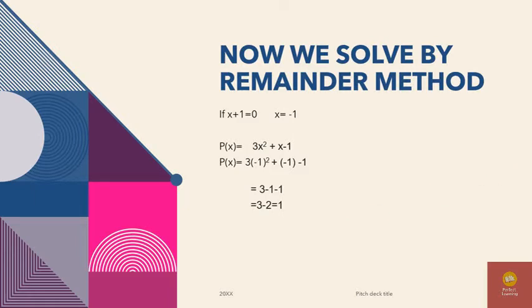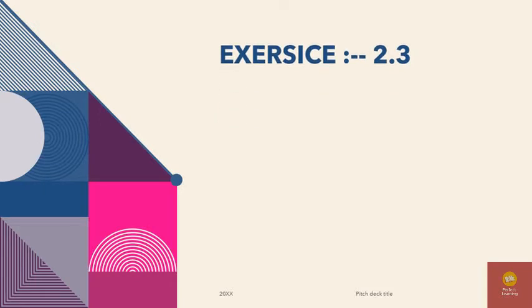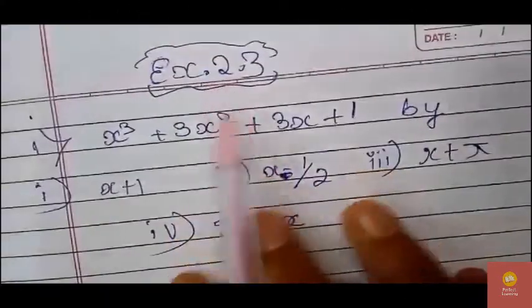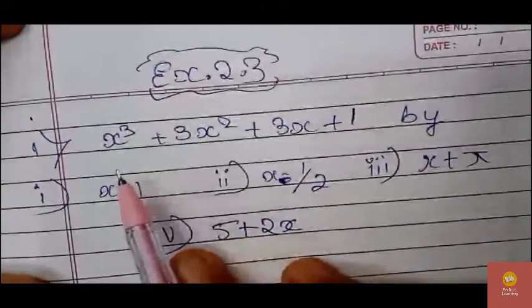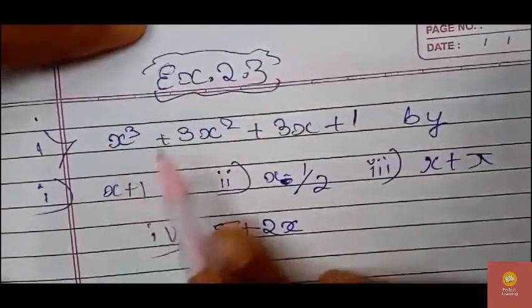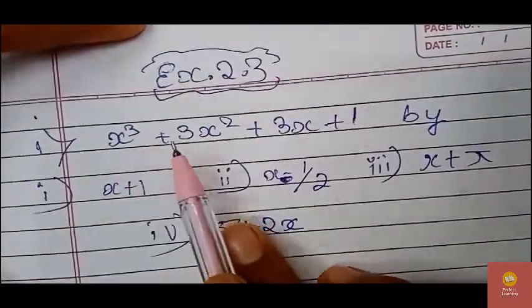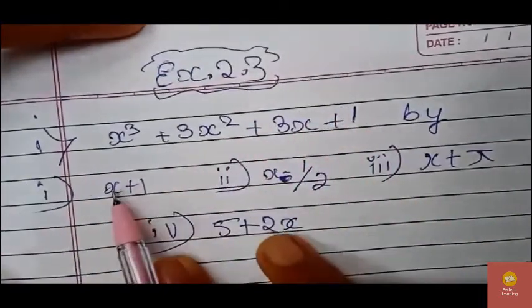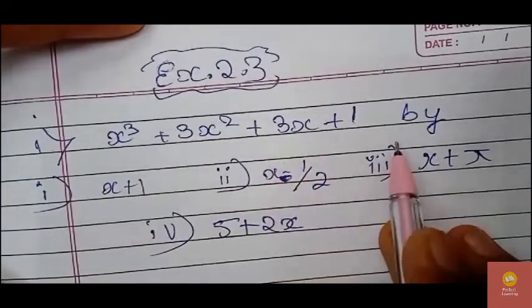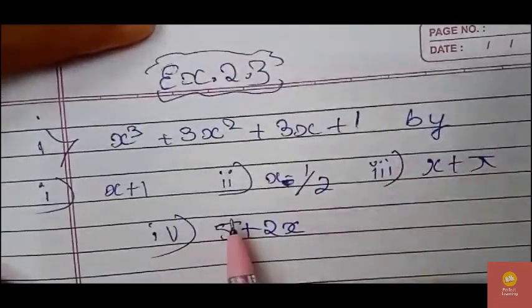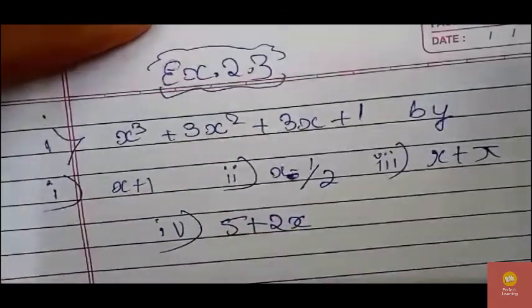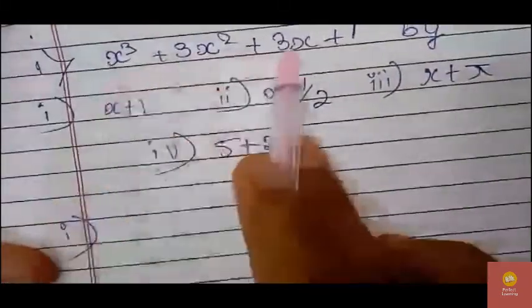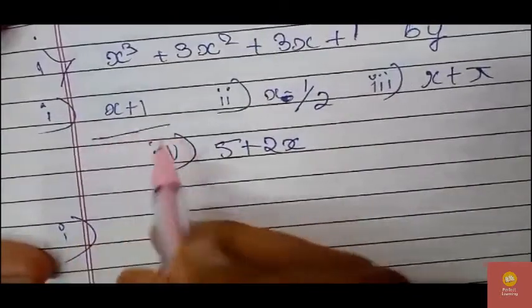Next, we will solve exercise 2.3. Question number 1: we have to find the remainder when x cube plus 3x square plus 3x plus 1 is divided by x plus 1, x minus 1 by 2, x plus pi, and 5 plus 2x. The first problem we will solve by dividing this equation by x plus 1.